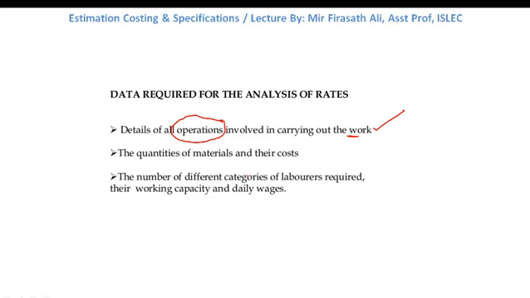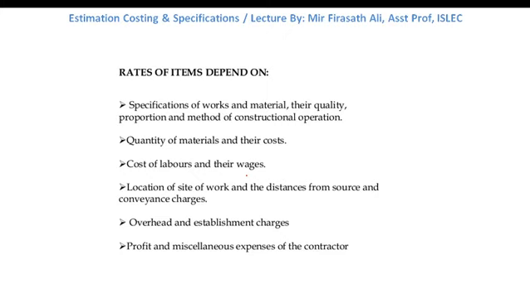In analysis of rates, there is some more terminology, and it depends upon some other factors. Rates of items also change; those depend upon the specification of works and materials. What do we mean by specification? The type of work which we want to execute, whether it is of low quality, good quality or superior quality, comes under specification. Specifications of the works and materials, their quality, proportion and method of constructional operation.